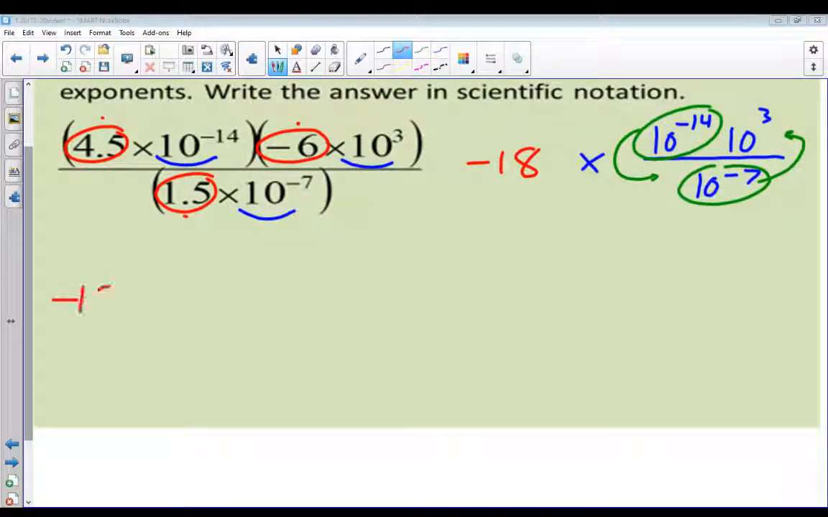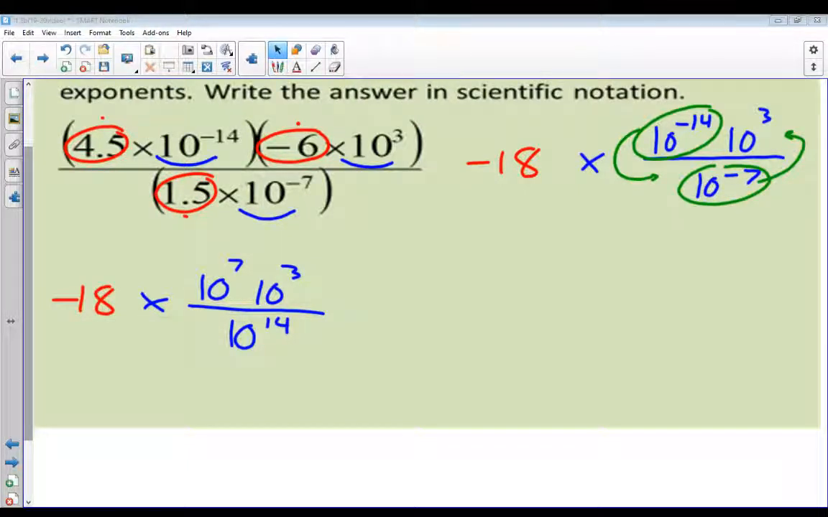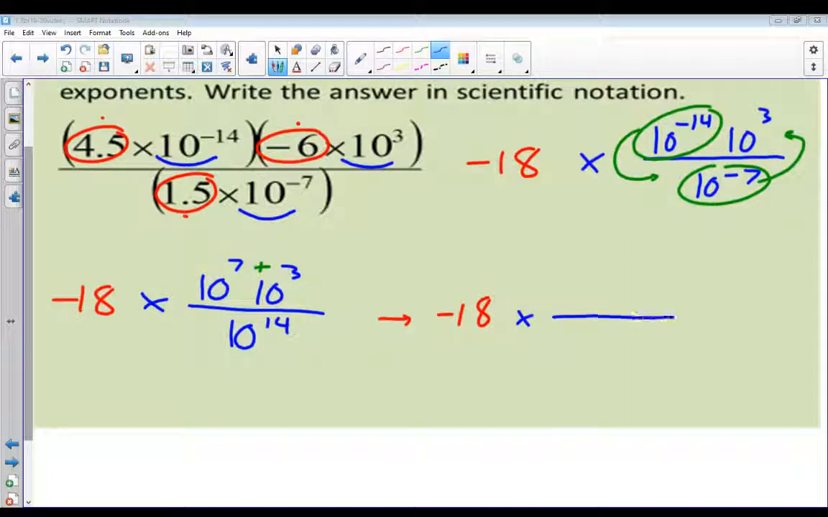Okay, so negative 18, and then times 10 to the 7 got flipped to the top, the 10 cubed stays where it is, and then 10 to the 14th is going to the bottom. And now let's simplify from there. So negative 18, I'm going to go ahead and first add the powers on top. So 7 plus 3 will give me 10 to the power of 10 on top. And then on bottom, I'll get 10 to the power of 14.